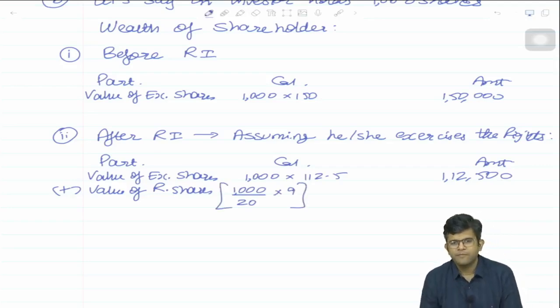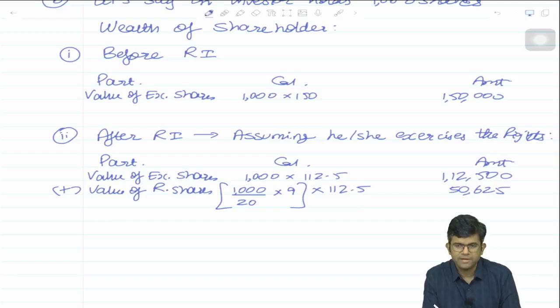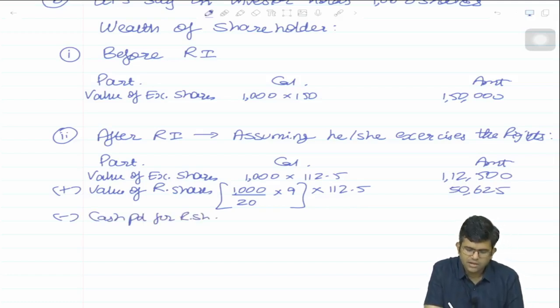Take your time. For every 20 shares held, you will be entitled to buy 9 shares. So for 1000 shares, you will be entitled to buy 1000 divided by 20 into 9. Now 450 shares you will be able to buy. Everybody clear? Those 450 shares will also have a value of 112.5, so this comes to 50,625. But for buying these shares, we had to pay cash for the right shares. Correct? These 450 shares didn't come to you for free.